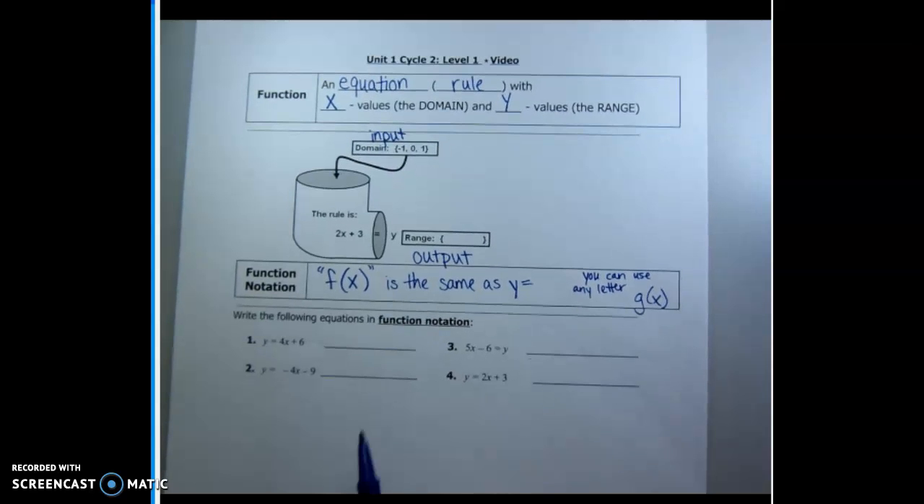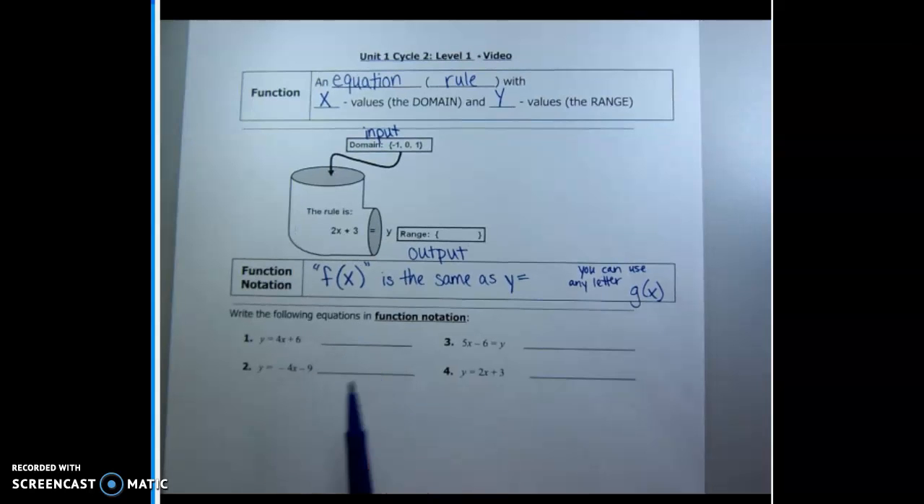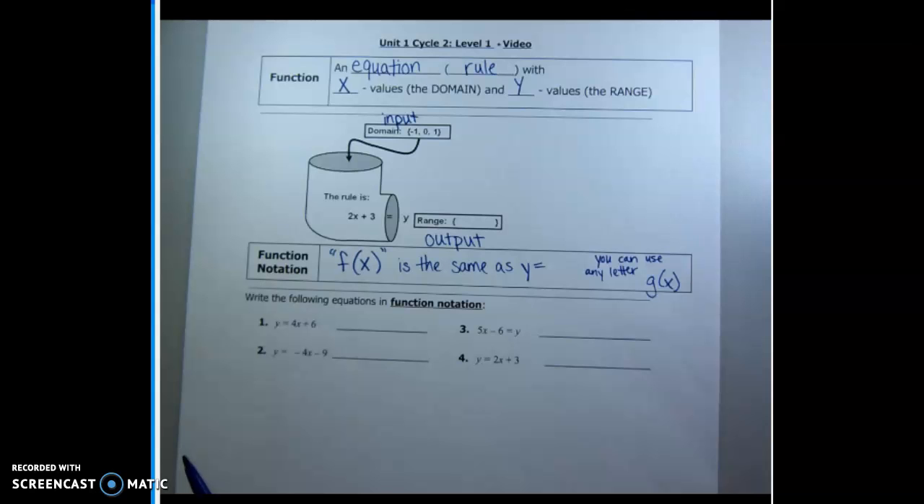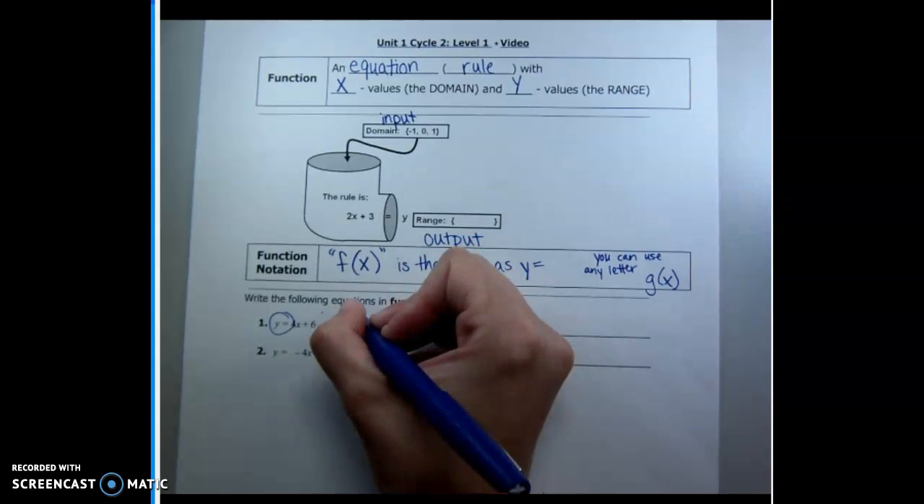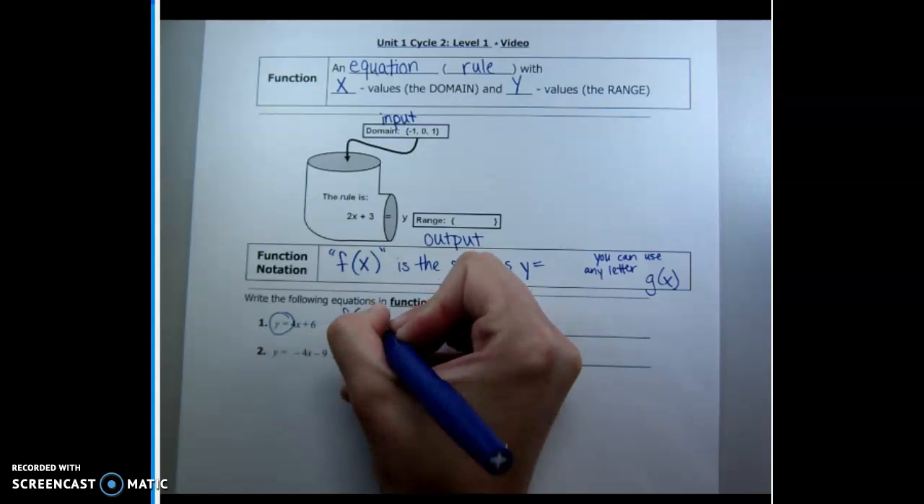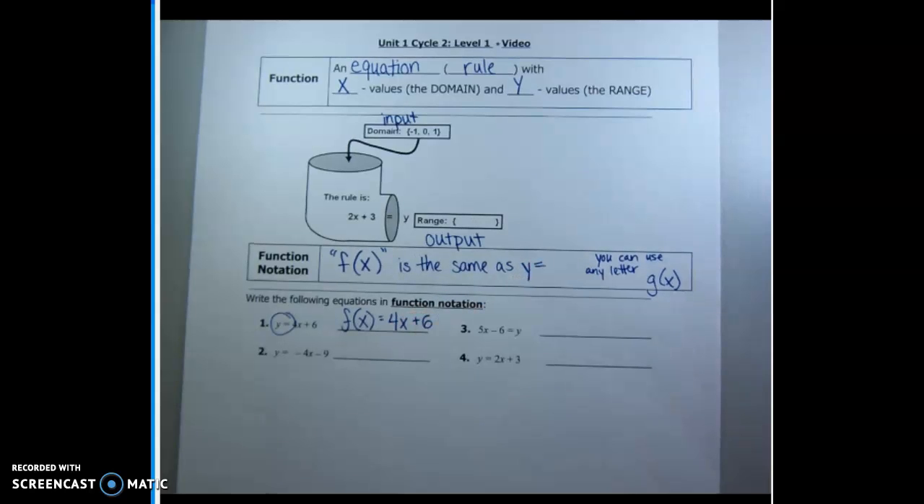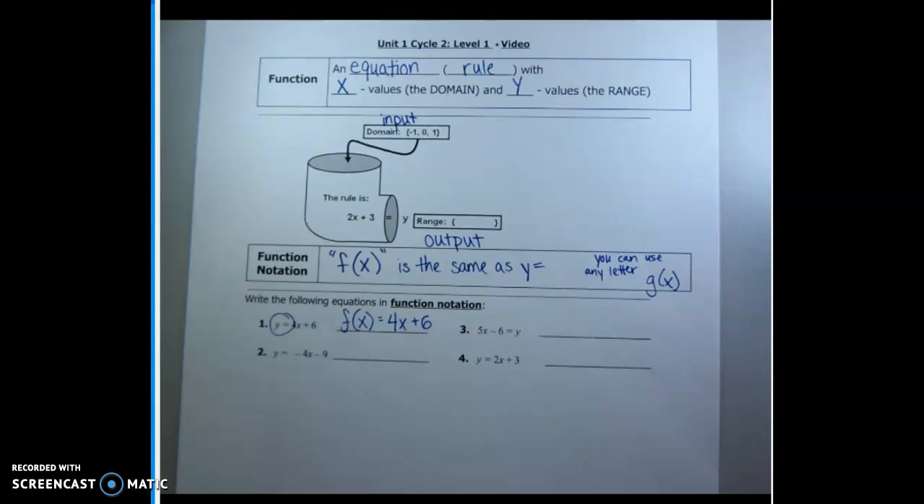Okay? So we're going to do a little bit of practice of writing the following equations in function notation. So they're all written boring. We're going to write them fancy. So the first one is y equals 4x plus 6. This is the part we're changing. We don't want it to be y equals anymore. That is boring. So now it's f of x equals 4x plus 6. That's all you have to do to write something in function notation.